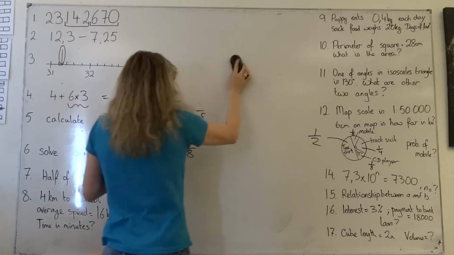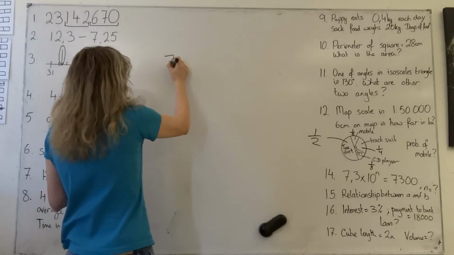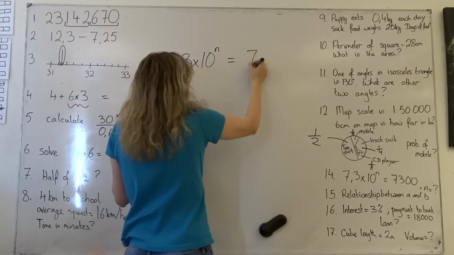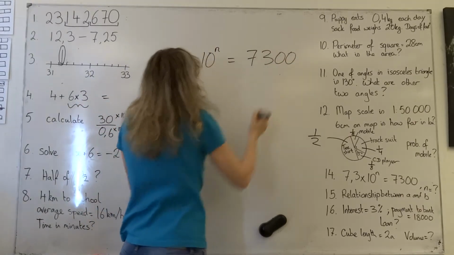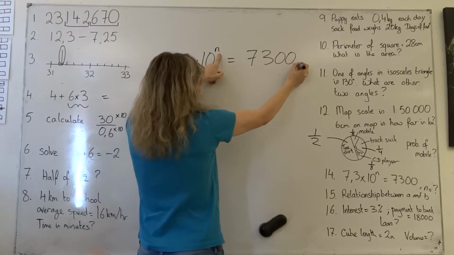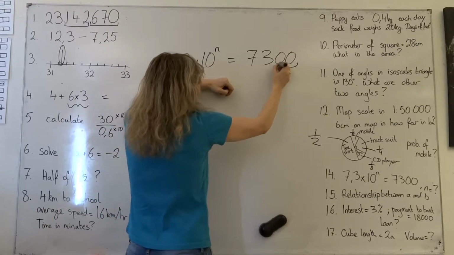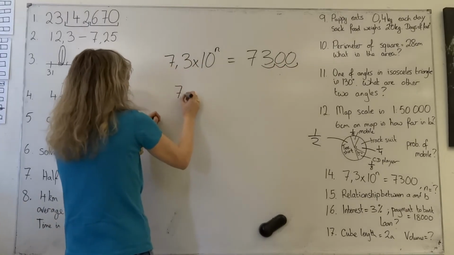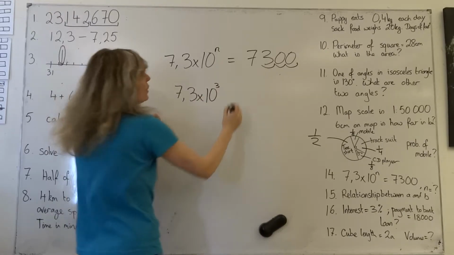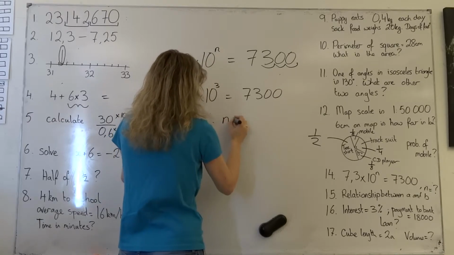Then the next question was, if you have this number 7.3 times 10 to the power of n equals 7,300, what will the actual value of n be? Well, that's easy. We see how many places we moved the decimal point to get 7.3. 1, 2, 3. So it's going to equal 7.3 times 10 to the power 3 would equal 7,300. Therefore, n equals 3.